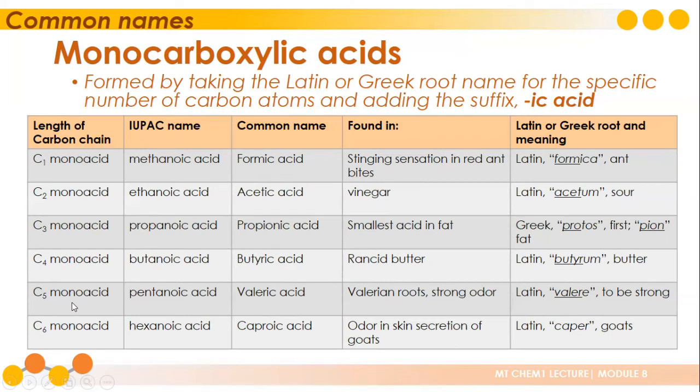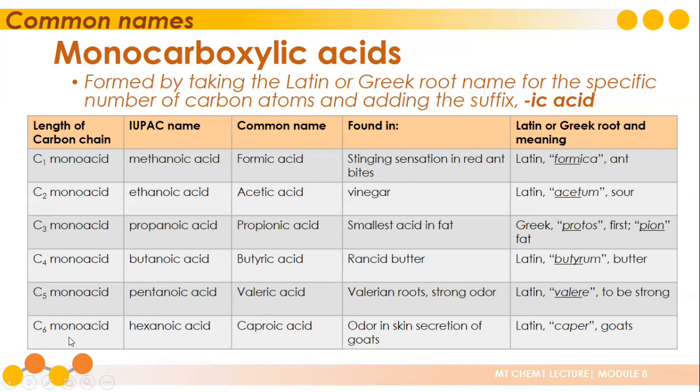Next is the C5 monoacid, or the pentanoic acid, with the common name valeric acid. This is usually found in valerian roots, which have a strong odor. This is from the Latin word valere, which is to be strong, signifying the strong odor of valerian roots.